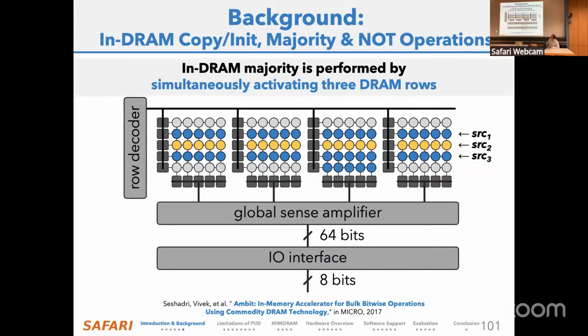But okay, let me give you the idea. So far what we've seen is copying, initialization, majority, and not operations. They're all bulk bitwise, right? They operate on the entire row. And here we have a different way of looking at the row. So essentially, let's say this is your entire row. Even a row actually doesn't consist of a single array.